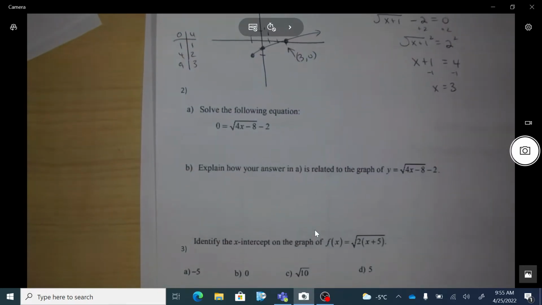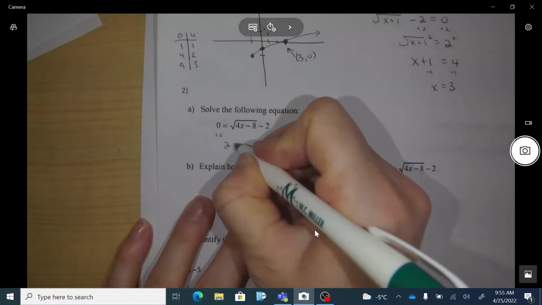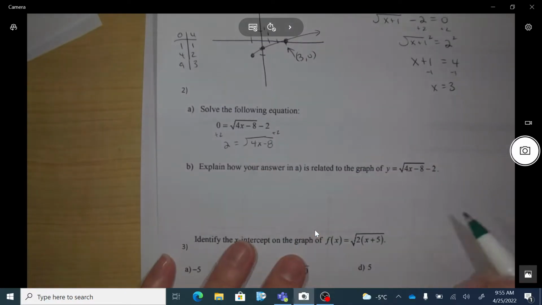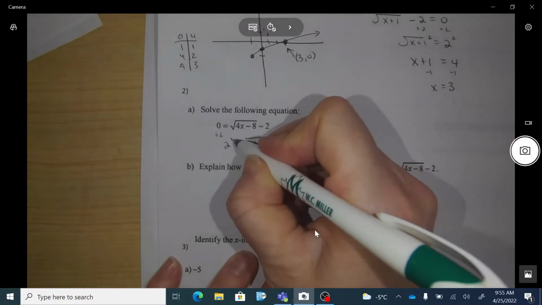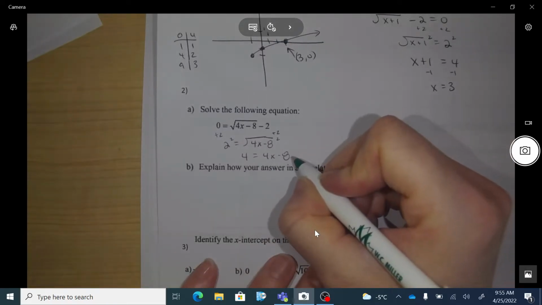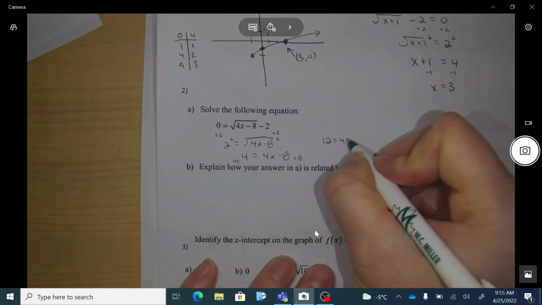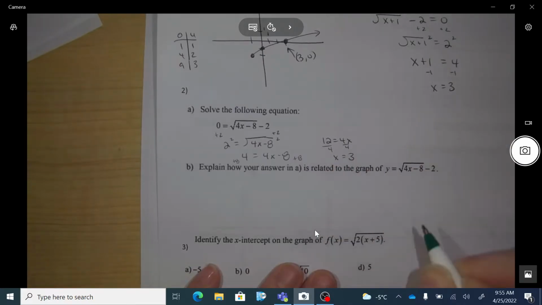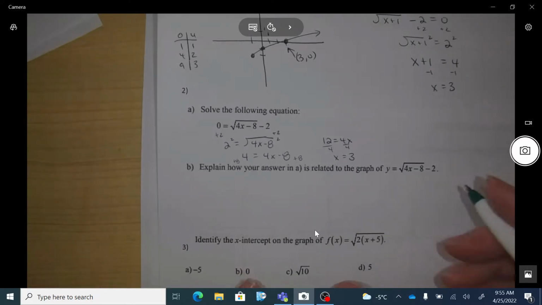Solve the following equation. So I'm going to algebraically add 2 here. Now I'm going to square to get rid of the square root. So that's 4. And now I'm going to add 8 to both sides. So 12 equals 4x and divide by 4. So x equals 3. Explain how your answer is related to the graph of this.